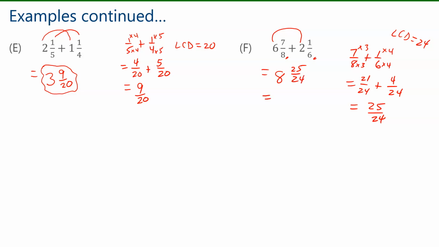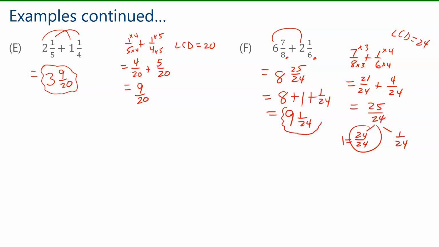Better not leave it there, because 25 over 24 is an improper fraction. I can get a full group of 24 out of 25, and that will leave me with 1/24. This 24 over 24 gives me another whole. So I got an 8, I got another whole, and I got 1/24 left. Final answer, 9 and 1/24.